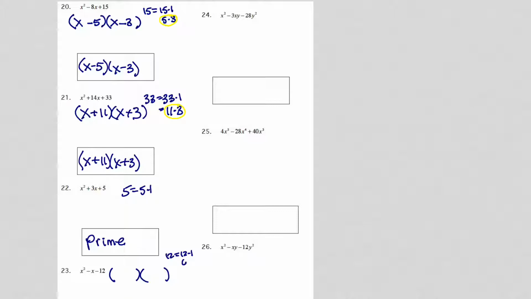Cut in half and double, 6 and 2. That will give me an 8 and a 4. Can't do that. Cut in half and double. 3 and 4. Well, 3 and 4 differ by 1, so I think we've got the right pair. Let's see if we can get the signs to work.